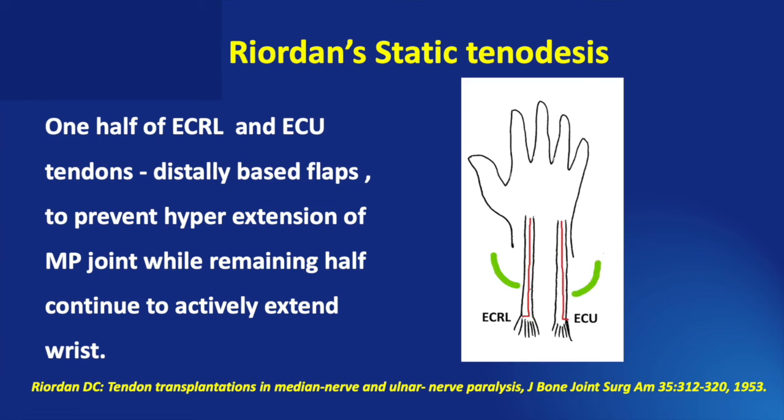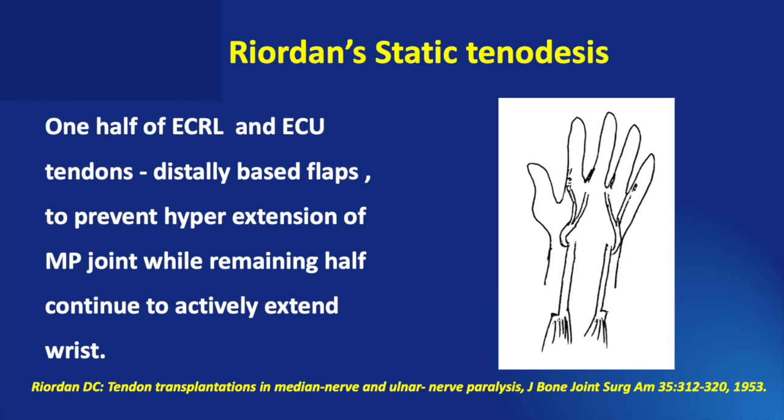The split portions of the ECRL and ECU are taken distally and volar to the deep transverse metacarpal ligament to be sutured to the radial lateral bands of all the 4 fingers. This suturing is done with the wrist in 30 degrees extension, metacarpophalangeal joints in 80 degrees flexion, and interphalangeal joints kept extended. This position is maintained for 3 weeks.